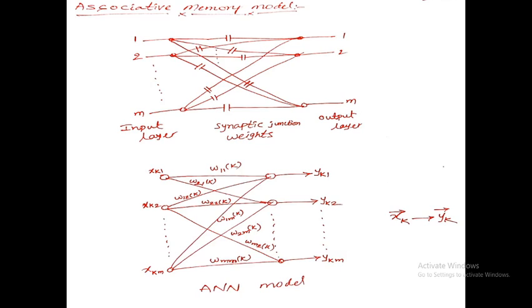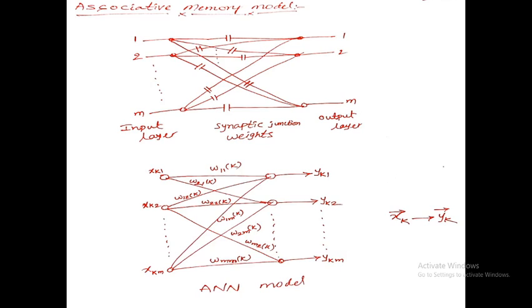The corresponding connection links have synaptic links with some weights, synaptic junction weights. Those junction weights are indicated with two lines like a capacitor. There are M input neurons as well as M output neurons. From the M input neurons to the M output neurons there are connections and corresponding connection link weights. The similar thing can be represented as the ANN model in the diagram below.